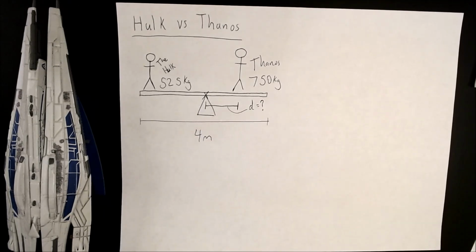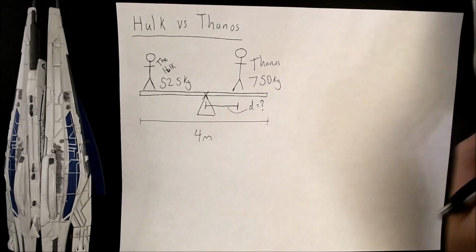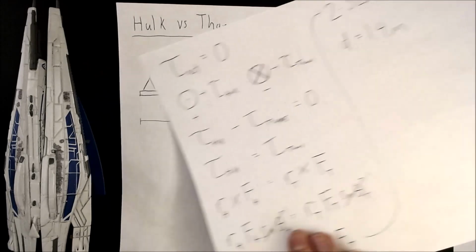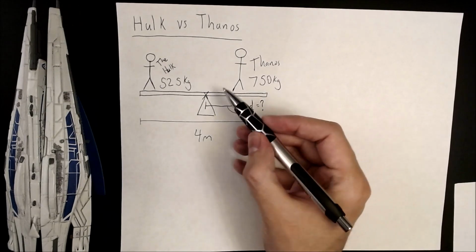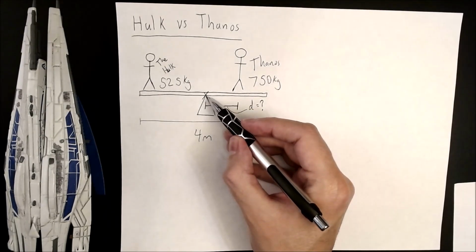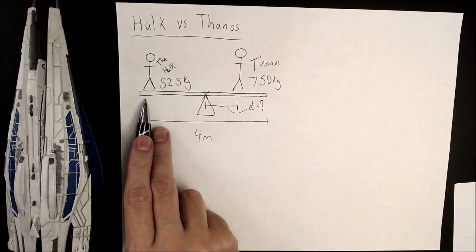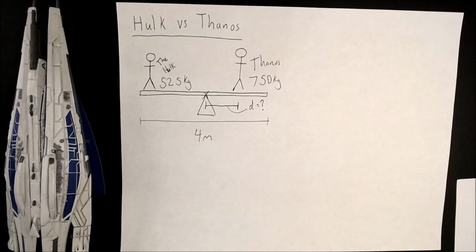I've got another example. We still need to figure out where Thanos is going to stand. We already know that it's going to be 1.4 meters from the center of rotation, but we're going to calculate it in an entirely different way. Instead of measuring the distance from this point, we're going to measure the distances all from here: the far left end of the plank, the far left end of the seesaw.